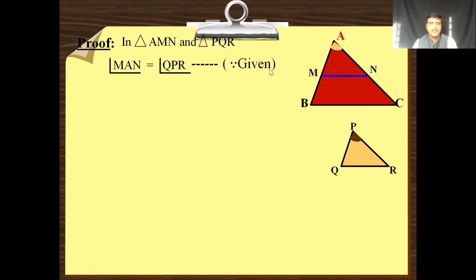The reason is given, which is nothing but the angle. Then I need two sides. Here is the first side. AM and PQ are equal. How do we know that?